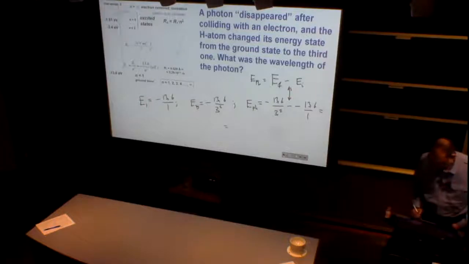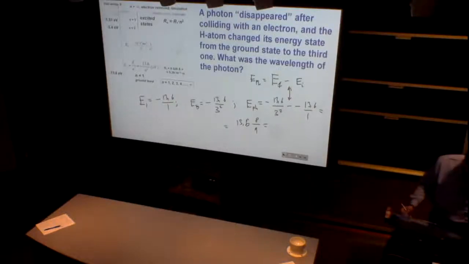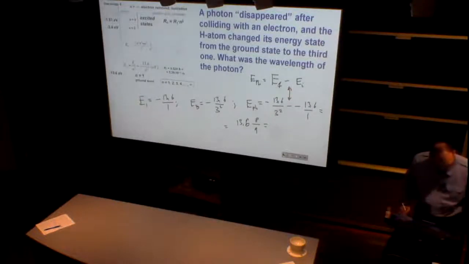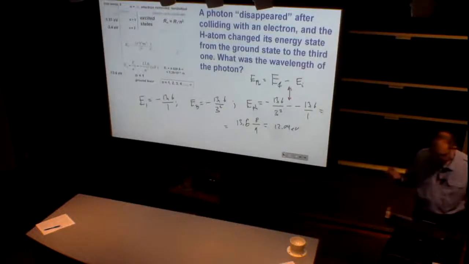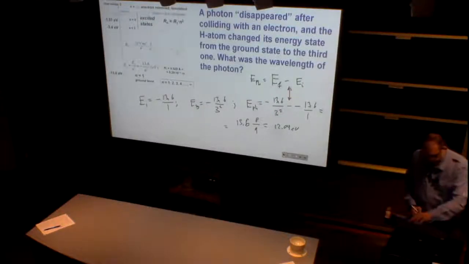This minus is this minus, but there is another minus from the energy, minus 13.6 over 1. So wherever it is, 9. So 13.6 times 8 over 9, plus, minus 9, minus 1, 8, 13.6. Minus plus, yes. It's relatively simple algebra.